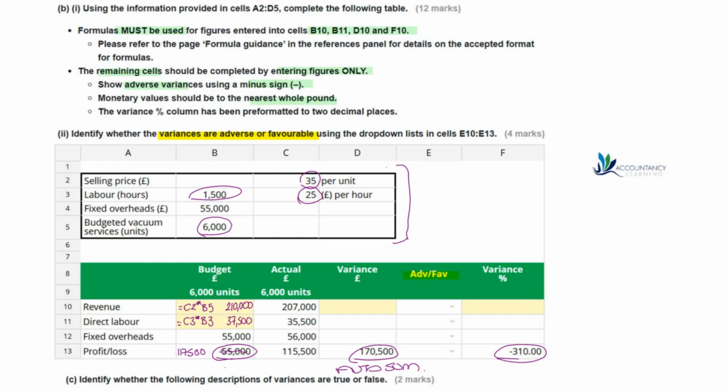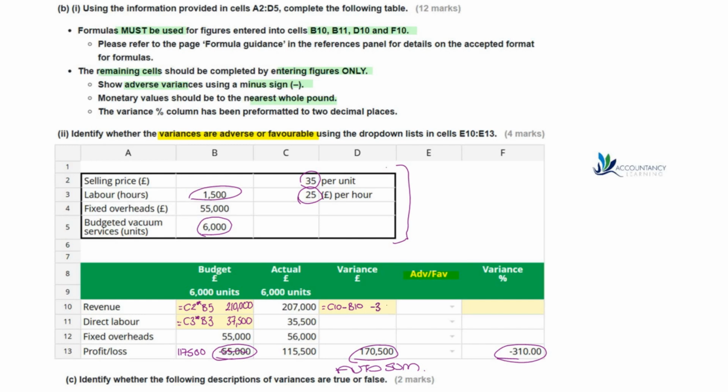The yellow box there is for our formula, and we're looking at revenue. Remember with variances, the revenue and the cost variances have to be calculated in the opposite way to each other. So revenue is always actual minus budget, and cost is budget minus actual. So the variance is going to be our actual, so equals C10 minus B10.